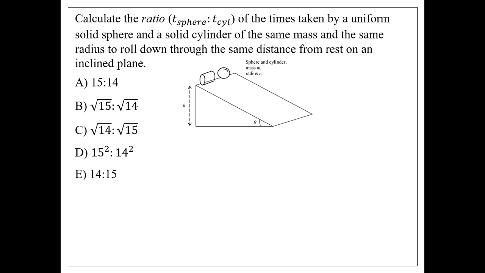You have a solid sphere and a solid cylinder. Okay, so here's a solid cylinder, a solid sphere. They're both the same mass and they have the same radius. All right, so it wants us to find the time ratio.